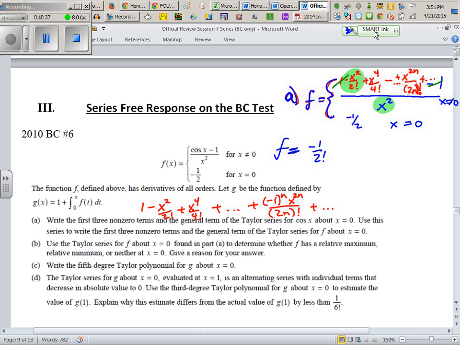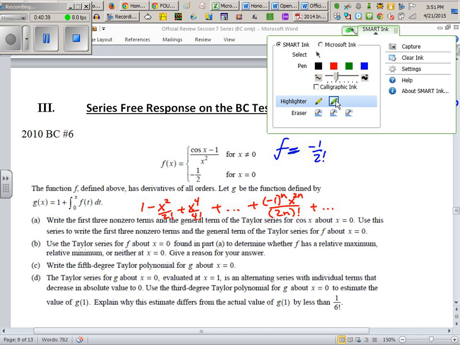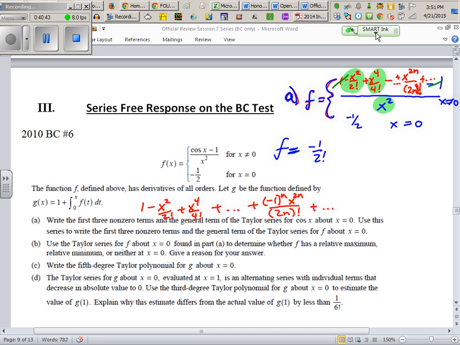Then the next term is the x to the 4th over 4 factorial divided by x squared. So that's just going to be basically x squared over 4 factorial. That's your second term. And it's positive.